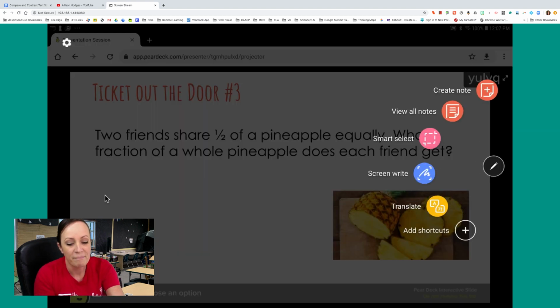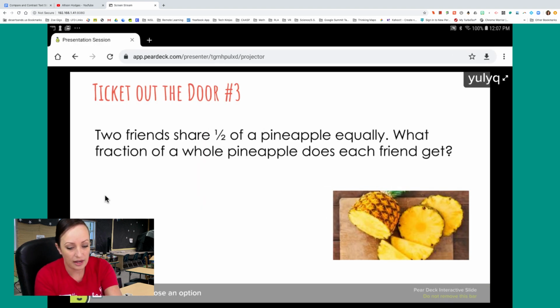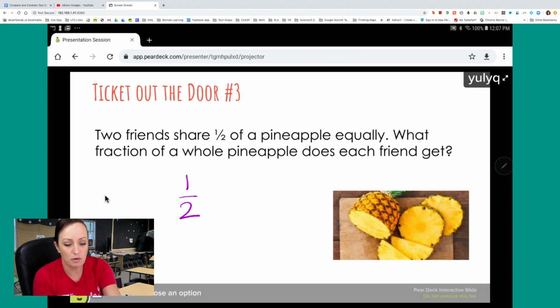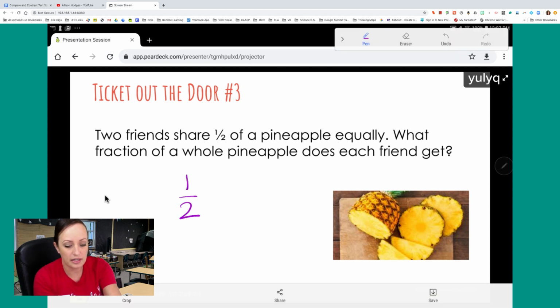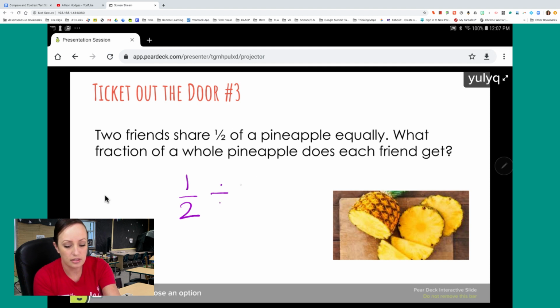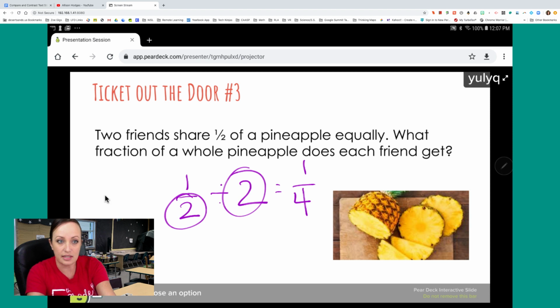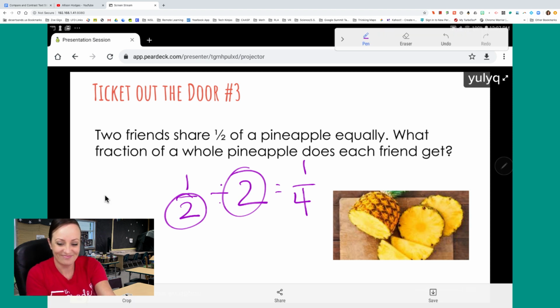If I didn't know what 1/2 of a 1/2 is, which hopefully by now in 5th grade you do, here's the other way. What are we sharing? We're sharing pineapple, and it's 1/2 of a pineapple. We're dividing it by 2 friends. So my answer will be, what's 2 times 2? 4. 1/4. So there's the other way to see it as well. Okay? Hopefully that was easy peasy for you.